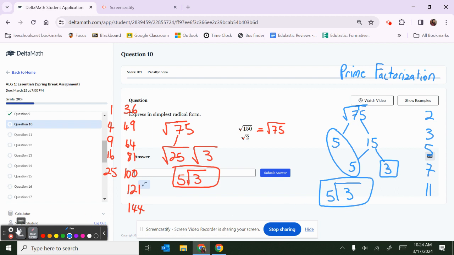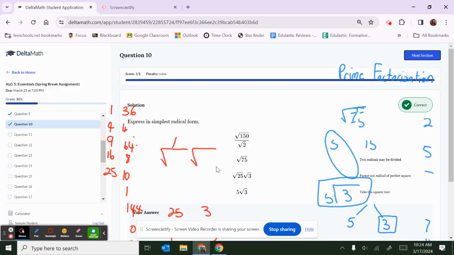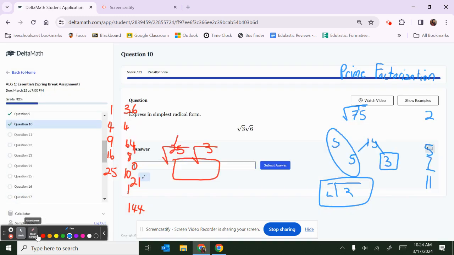So let's try another one, guys. So again, for this one, I believe I only required 1, okay? But the more you practice this, guys, the better you'll get at it, all right? 1 question will not be enough. So let's try another one.